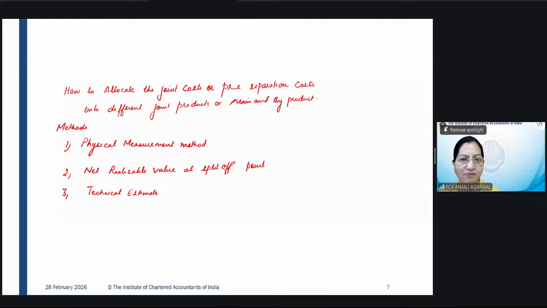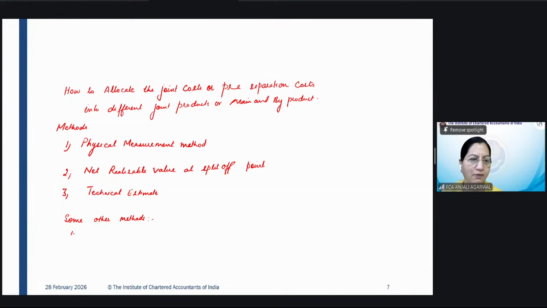So sometimes when physical measurement or net realizable value do not seem to be doing any justice, or you feel that the resources used in the process do not justify these costs, which are coming up after separation, then you will maybe go for a technical estimate also. Apart from this, there are some other methods which may also be employed.